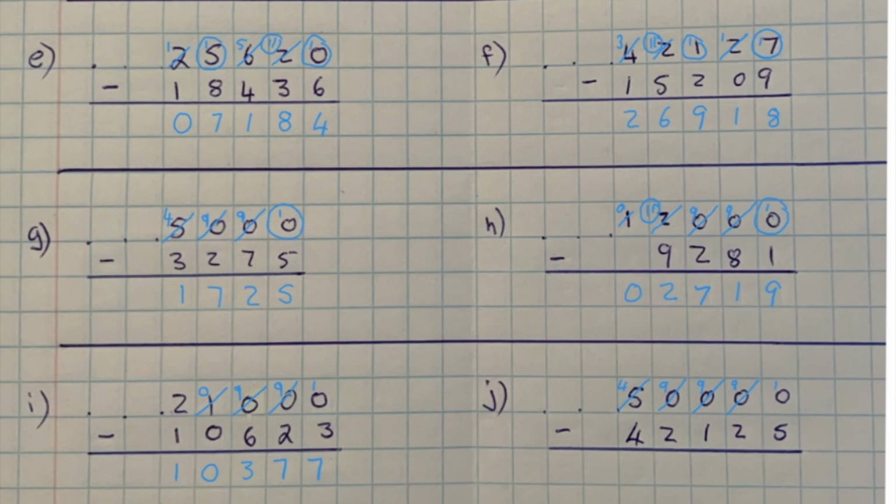10 minus 5 is 5. 9 minus 2 is 7. 9 minus 1 is 8. 9 minus 2 is 7. And 4 minus 4 is 0.